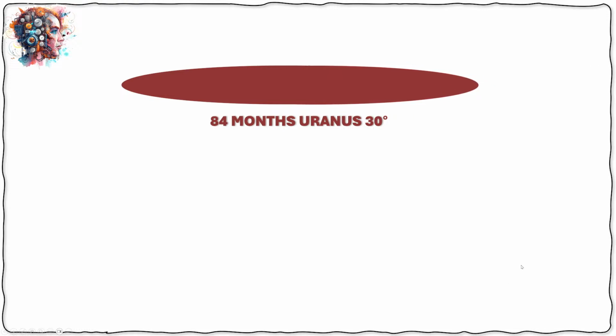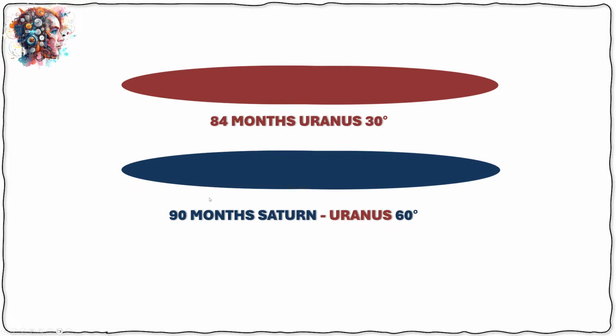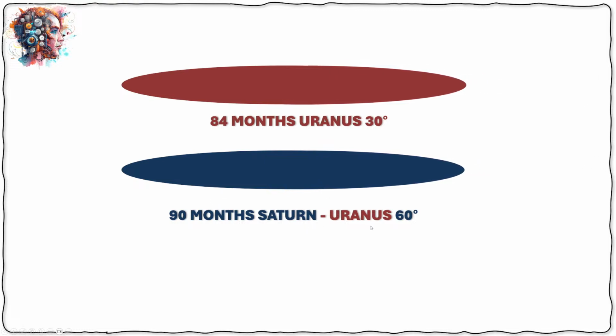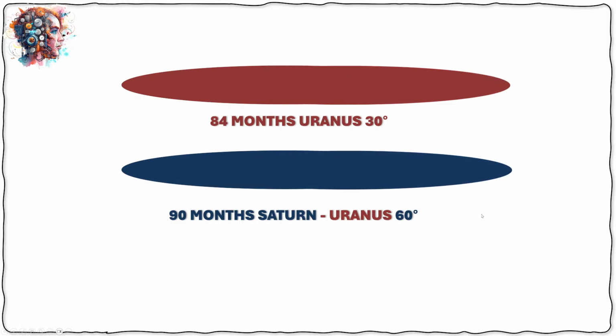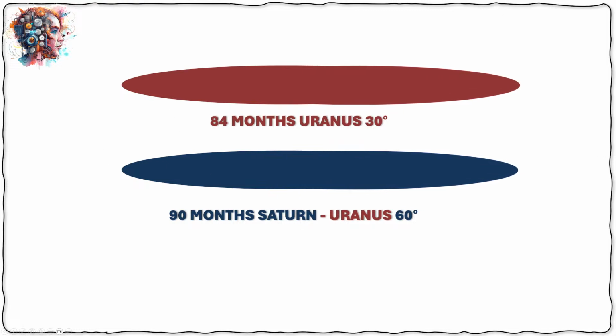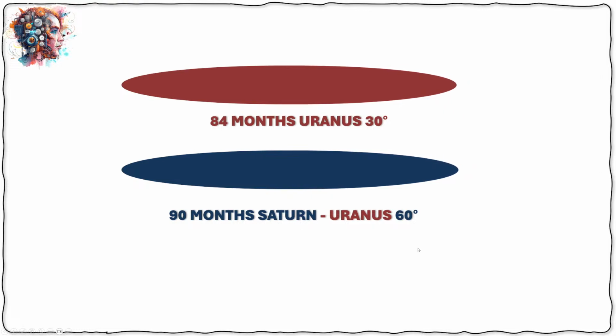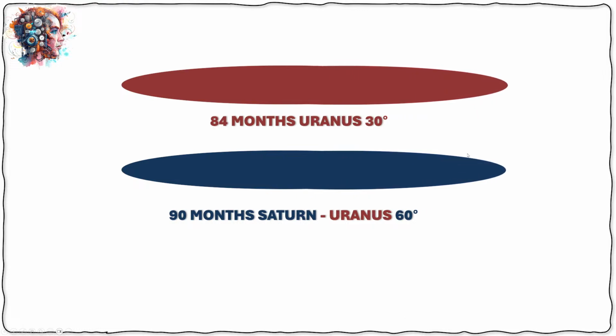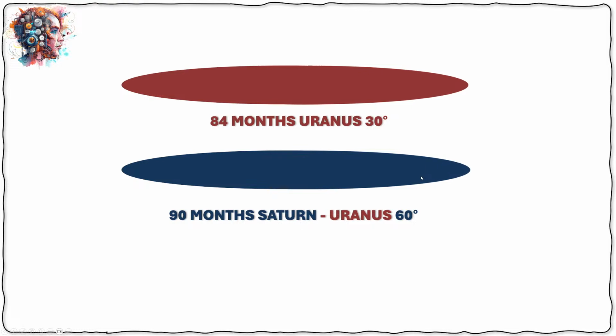Alright. Similarly, the 90-month Saturn, Uranus, Saturn expands and contracts. So if you measure from one point, what happens is sometimes Uranus 30 degrees happens before Saturn Uranus 60 degrees. Sometimes Uranus 30 degrees happens after Saturn Uranus 60 degrees. Now this makes a big difference in the market. How? Let me show you.